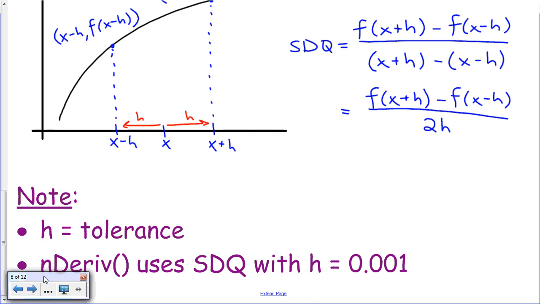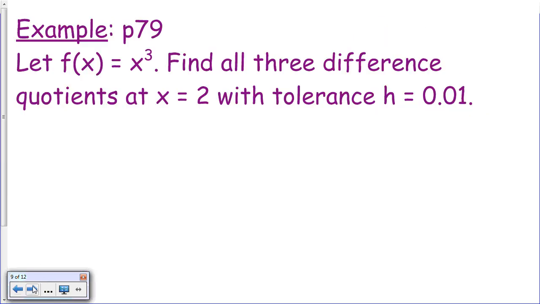All right, so let's take a look at an example and calculate some of these difference quotients here. This is on page 79 in the book. They give you a function, f of x is equal to x cubed, and they ask you to find all three difference quotients at x equals 2 with a tolerance of 0.01, so we're going to do that.